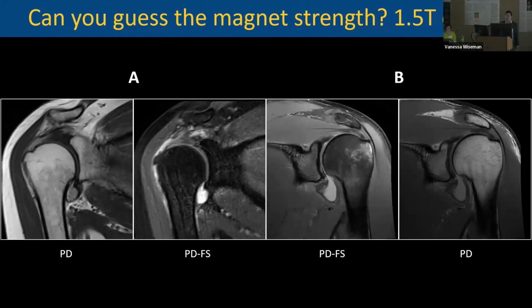Before we jump into things, here's a little guessing game that we can play. Here are two scans. Both of these are shoulder MRI exams, panel A and panel B, one of which is a 1.5T scan with deep learning reconstruction, and the other of which is a 3T scan with conventional reconstruction. So take a look at these images, give your guess, and we'll come back to this later.